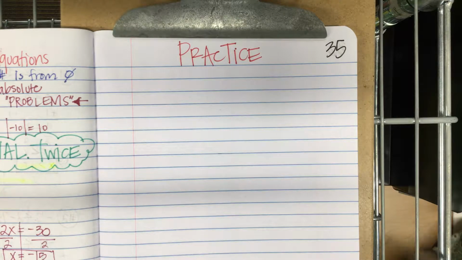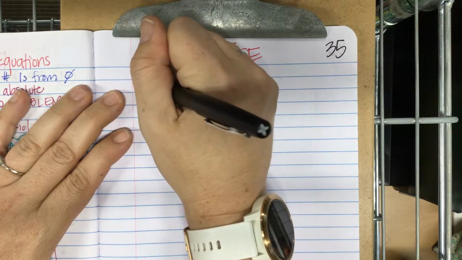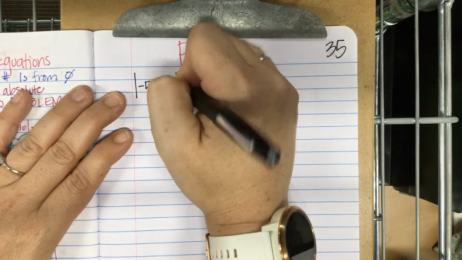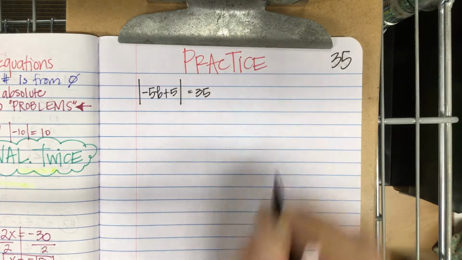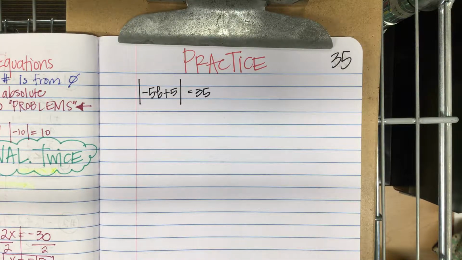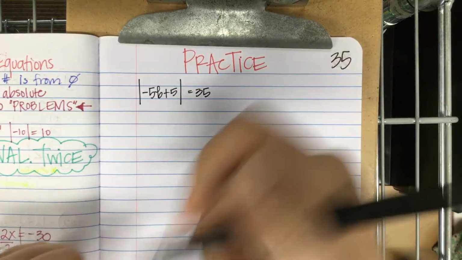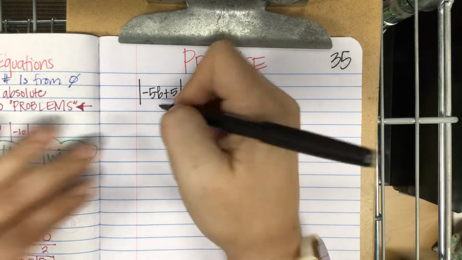Let's do the absolute value of negative 5b plus 5 equals 35. There's one. So my question is, is the absolute value isolated? Yes. There's nothing with it. There's stuff inside of it, but there's nothing additional to it. So now I can solve it twice.